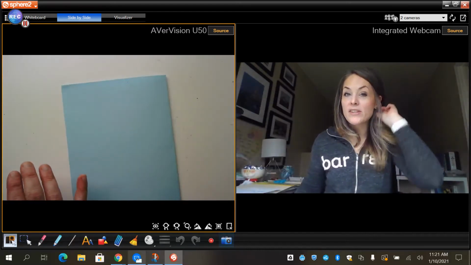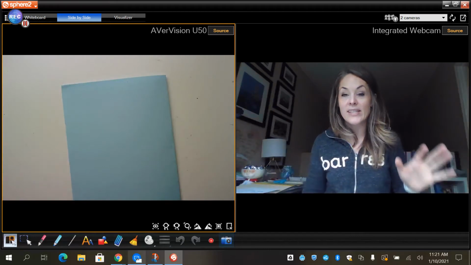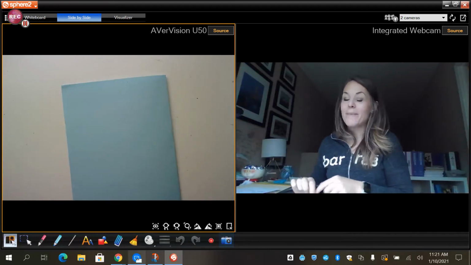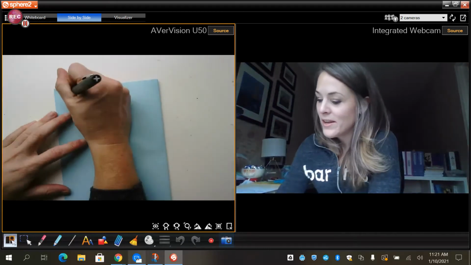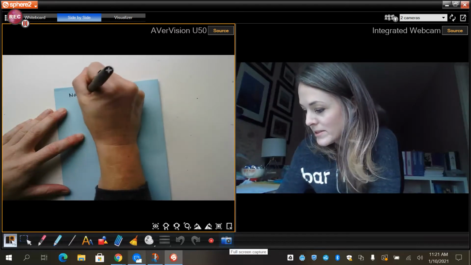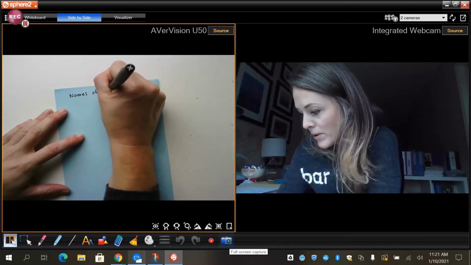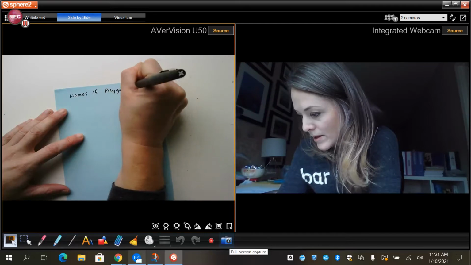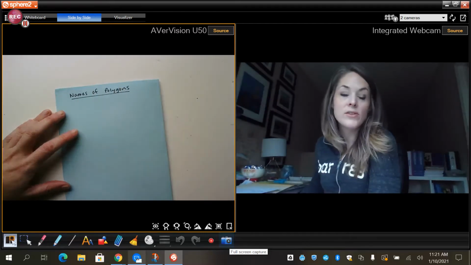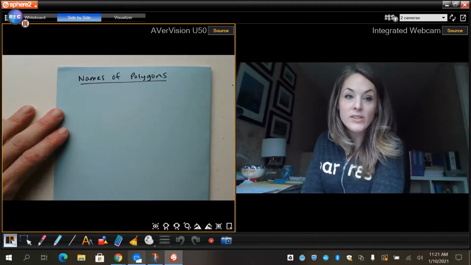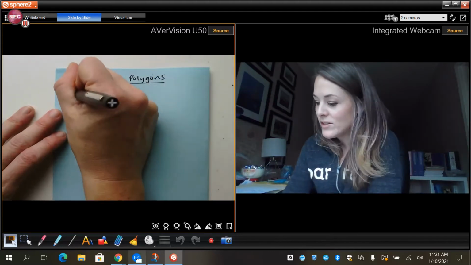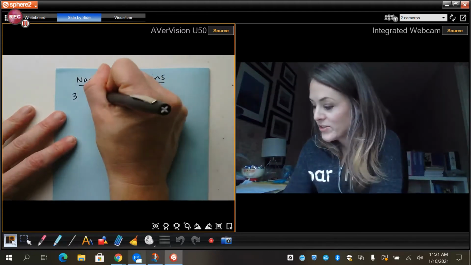And remember, I said there's some vocabulary from previous classes that you're going to need to know in this class. And it's the names of polygons. Okay, so names of polygons. So I just want you to have this so you can reference. Okay, so it has to have at least 3 sides. So a 3-sided polygon is a triangle.